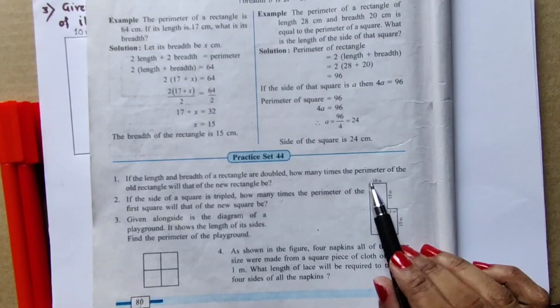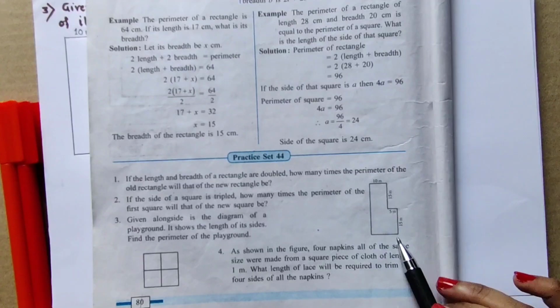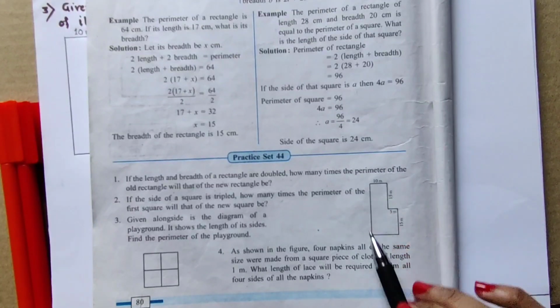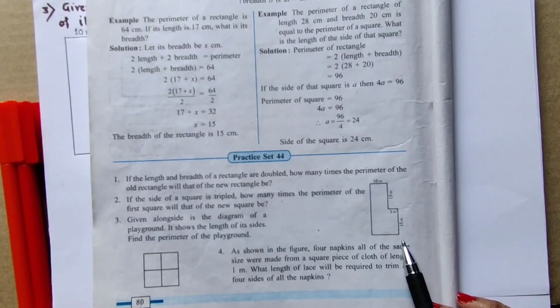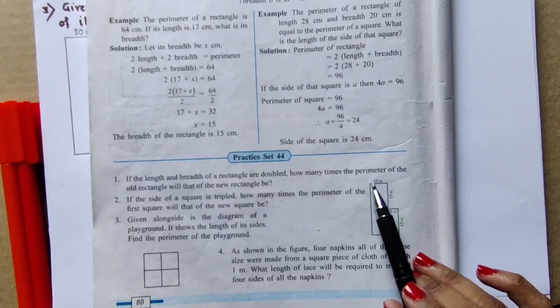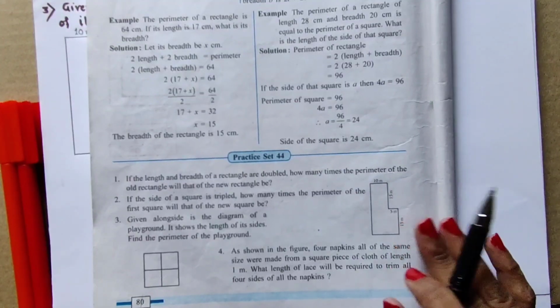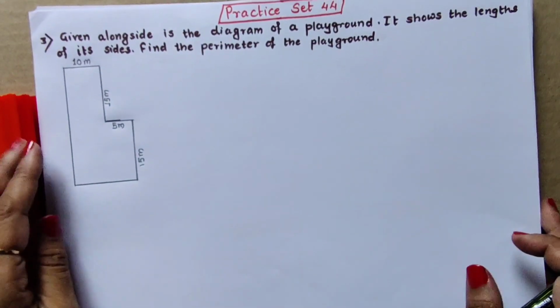So the length of this side is known to us, length of this side is known to us, this and this. That means length of 4 sides is known to us. Length of remaining 2 sides are not given. So first we have to find out length of these remaining 2 sides and then we will add length of all sides to find out the perimeter. So let us draw this diagram in solution. As you all can see, I have drawn the diagram.